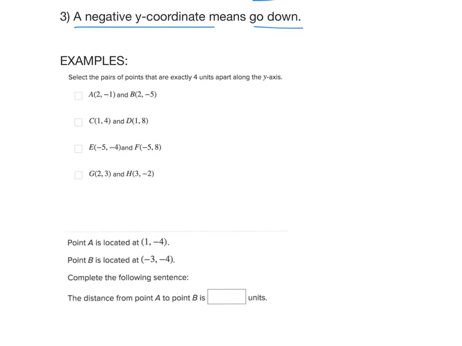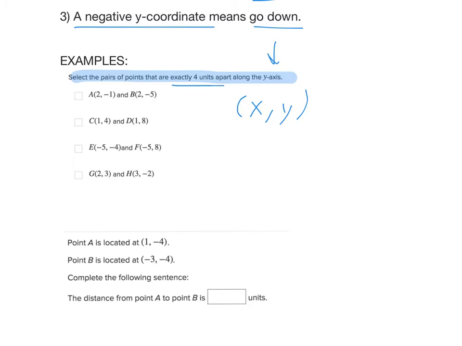So, let's look at the first one. Select the pairs of points that are exactly 4 units apart along the y-axis. So exactly 4 units apart. So let's focus on that. Along the y-axis means up and down. So that means we're going to be looking at the y-coordinate, which means the second number. That one will tell us which ones are 4 apart.